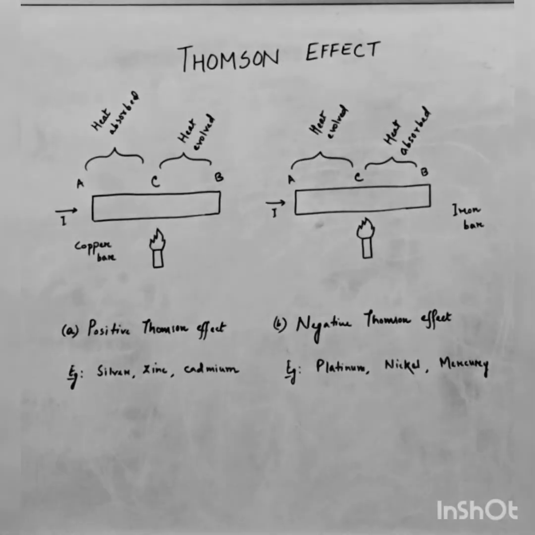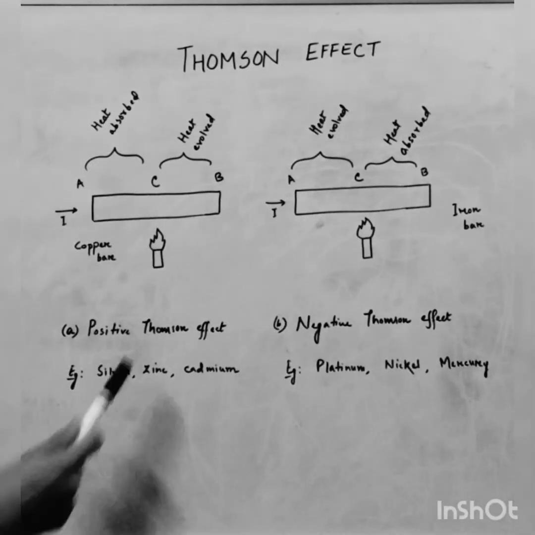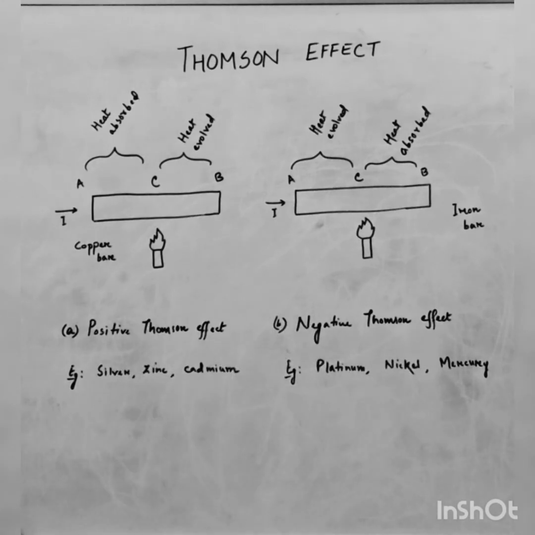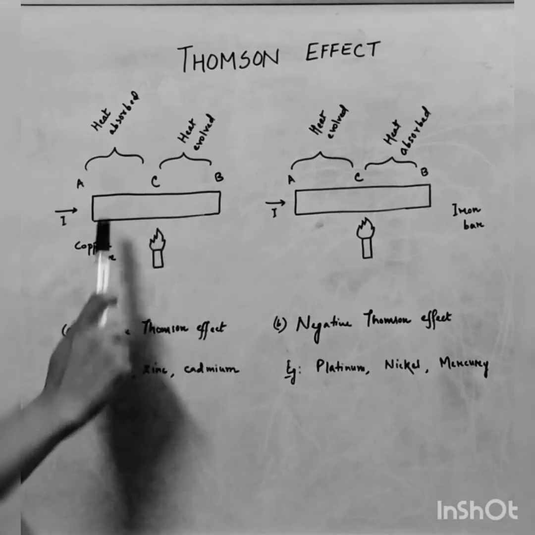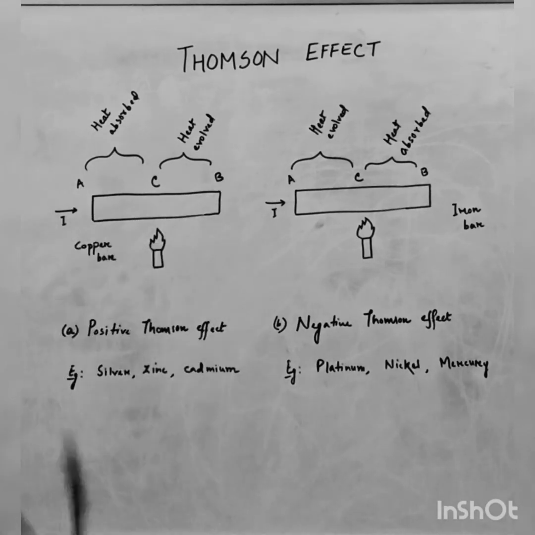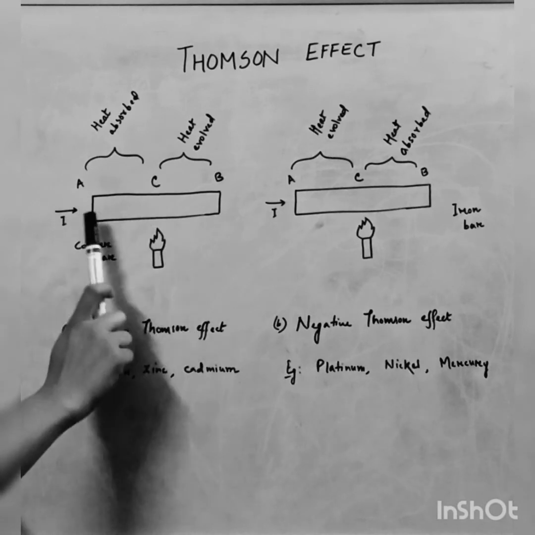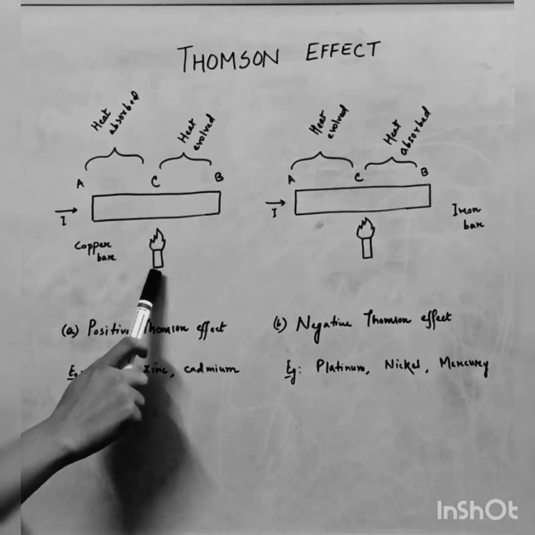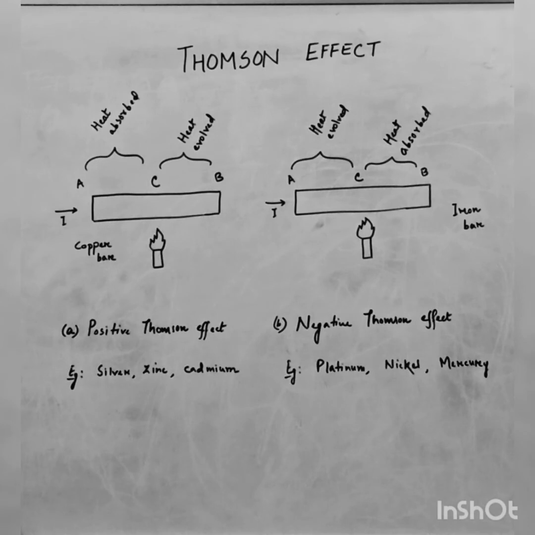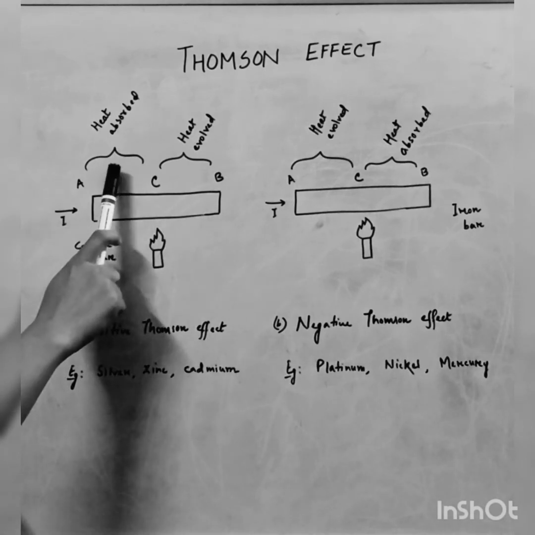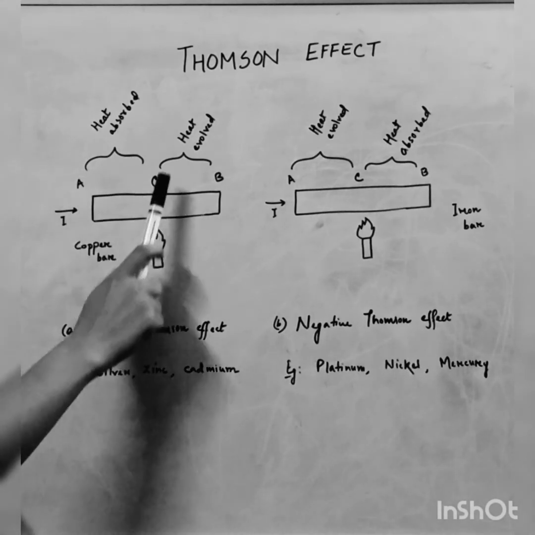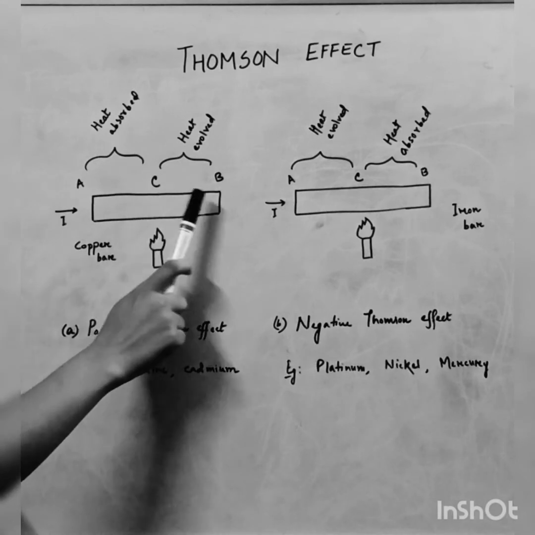The next topic is the Thomson effect. There are two types of Thomson effect, positive Thomson effect and negative Thomson effect. Let us first look into the positive Thomson effect. Here I have taken a copper bar named AB, and C is the midpoint of the copper bar, and I have provided heat at the midpoint C. So what I find is that heat is getting absorbed in the portion A to C and heat is getting evolved in the portion C to B.